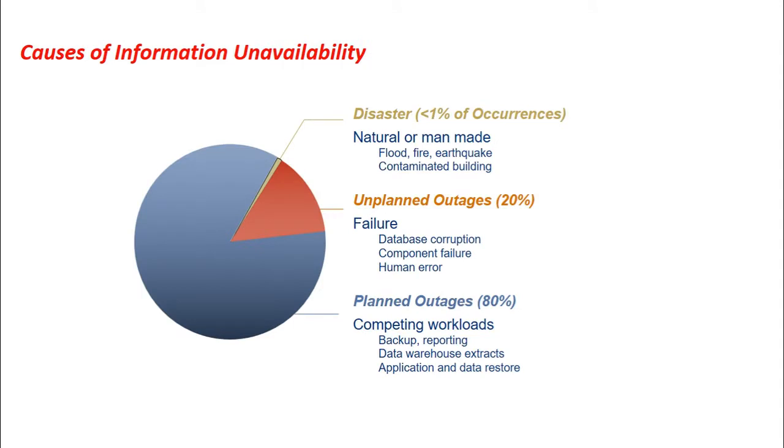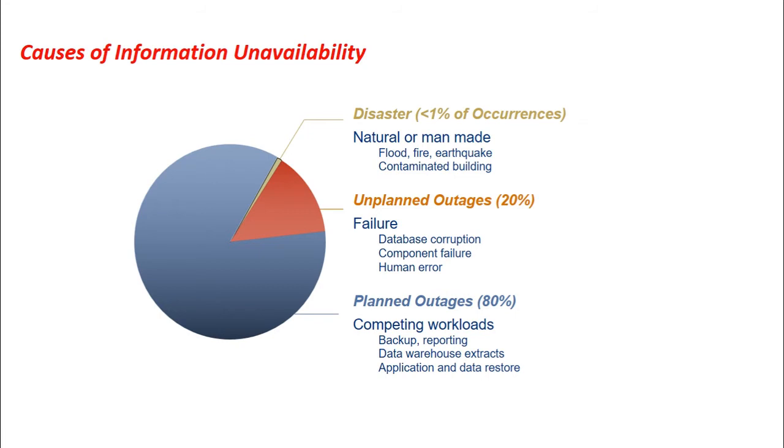Now let us briefly go through what might be the causes of information unavailability. What might be the factors that lead to information unavailability? Various planned and unplanned incidents result in information unavailability. As we can see, there are three categories here: the planned outages, the unplanned outages, and the disasters.